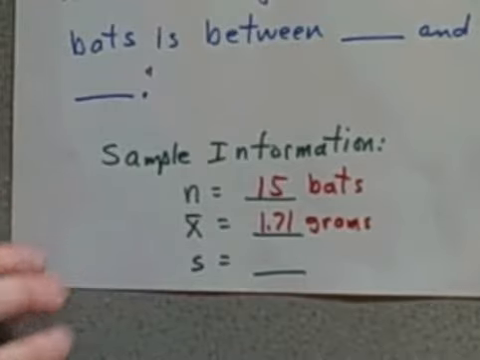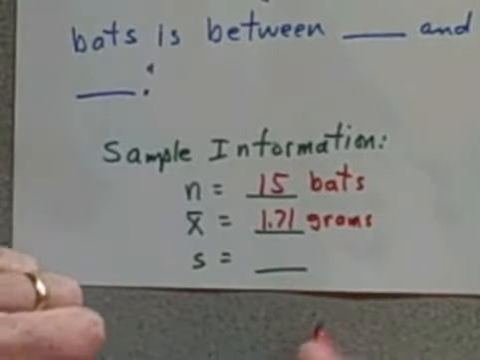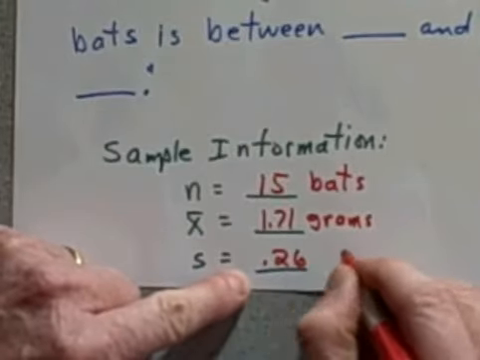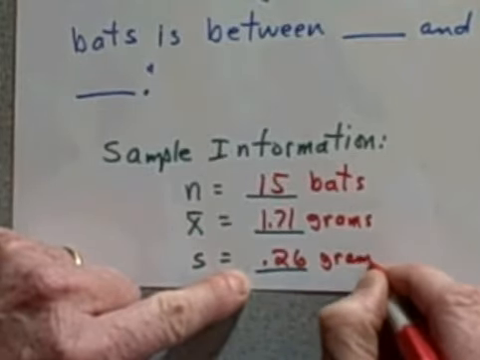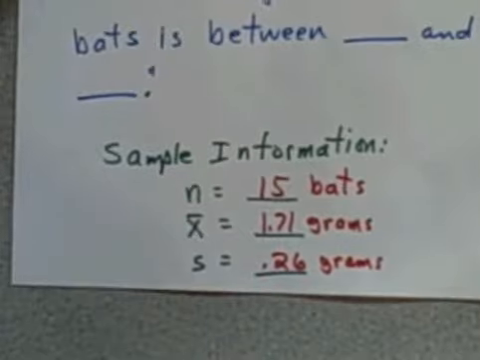The standard deviation of the sample is also calculated. That's S, and S turned out to be 0.26 grams. Okay, that's our beginning information. We'll keep referring back to that. We will use this information to form our confidence interval.